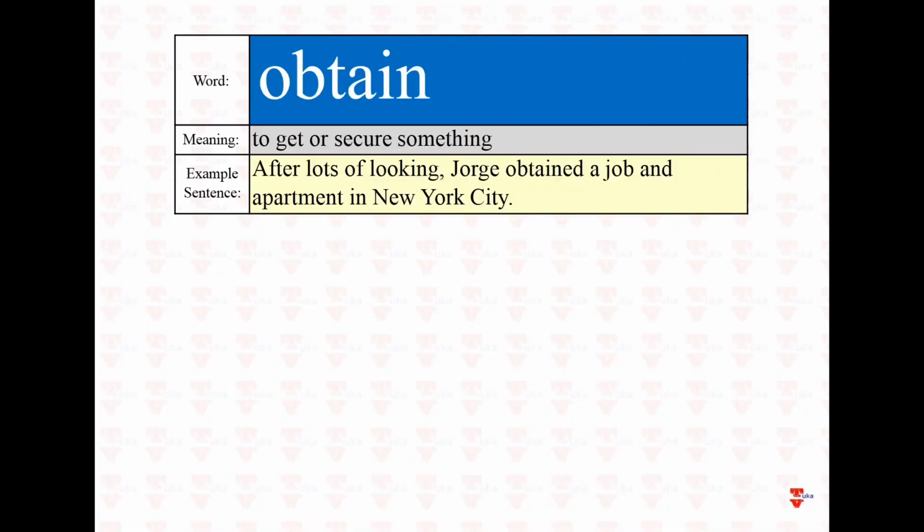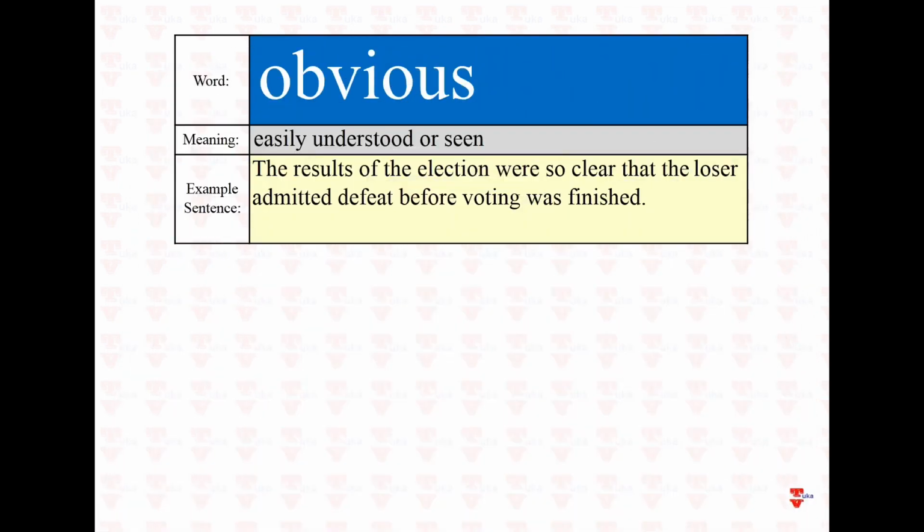Obtain. To get or secure something. After lots of looking, Jorge obtained a job and apartment in New York City. Obvious. Easily understood or seen. The results of the election were so clear that the loser admitted defeat before voting was finished.